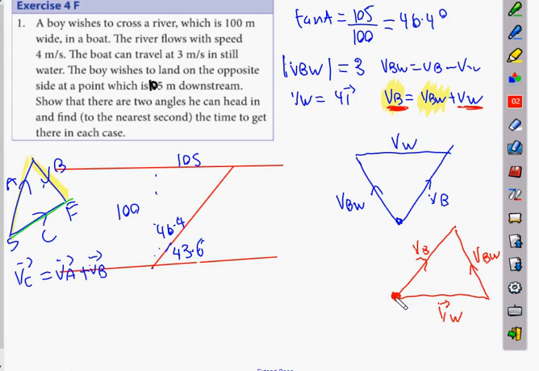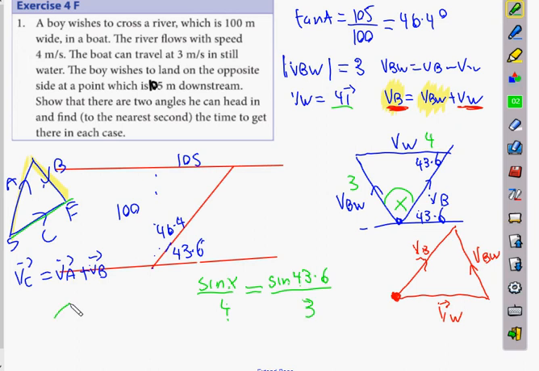So we'll work with our blue triangle here. We know that this here is 43.6. This one therefore is 43.6. Now it's just a matter of putting in some lengths. Velocity of water is 4. Velocity of boat in water is 3. Let's find out what the angle X is. This time around it should work. So what we're going to get is sin X over 4 equals sine 43.6 over 3.